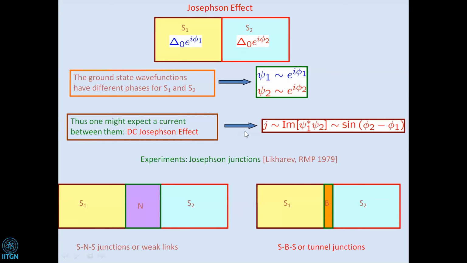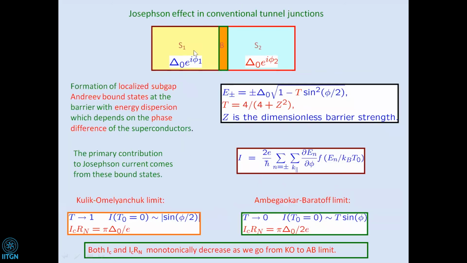So when you do not put any voltage to this, then it just depends on the phase difference, and that's called the DC Josephson effect. Now, these Josephson junctions are of two types. One of them is called weak links, where these two superconductors are separated by a metallic junction, and this is something I'm not going to talk about. I'm going to talk about what are known as the tunnel junctions, where these two superconductors are separated by a barrier potential.